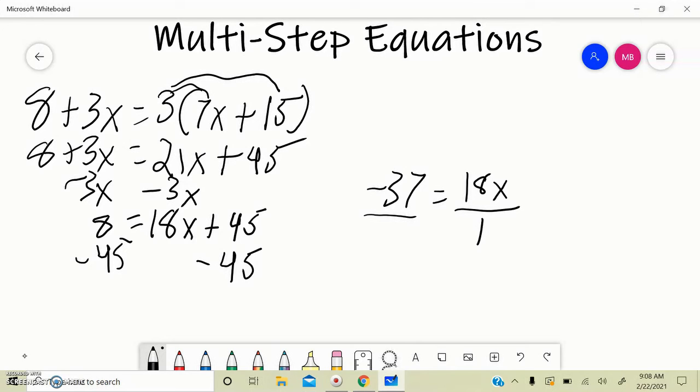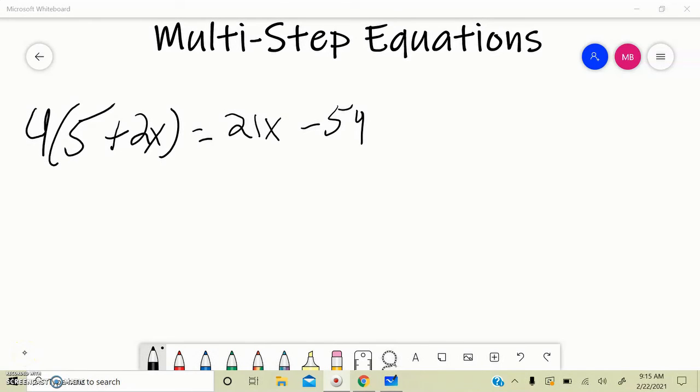Now I'm going to do my last step, which is to divide by 18 on both sides. That will leave me with just my variable, which will be equal to negative 37 over 18. I know I can simplify that into a mixed number of negative 2 and 1/18, but we want to leave it as an improper fraction. This will help you when you get into algebra.